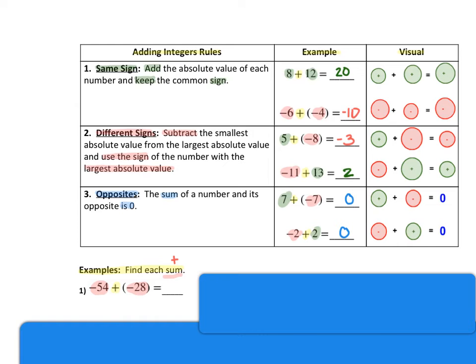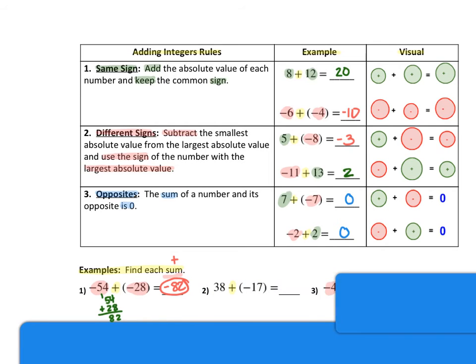On example 1, we're taking a -54 and adding it to a -28. First thing we should ask ourselves: are those two numbers the same sign or different signs? Both of them are negative, so they are the same. I know my final answer is going to be negative because that's what happens when I have only negatives. So all I need to do is show that I'm adding these two together. Below, I'm going to show my work of adding 54 to 28. 4 plus 8, you get 12. Carry the 1. 1 plus 5 plus 2, you get 8. So our final answer is -82.